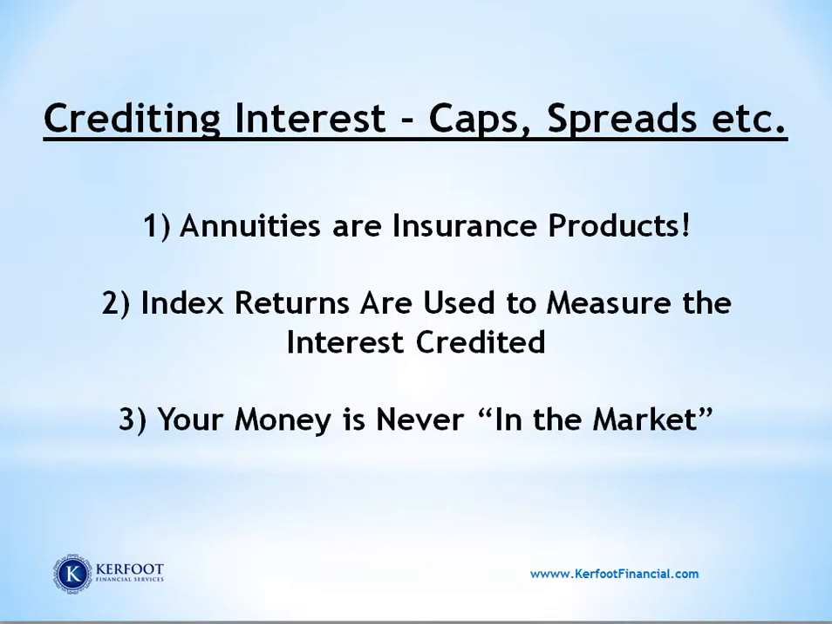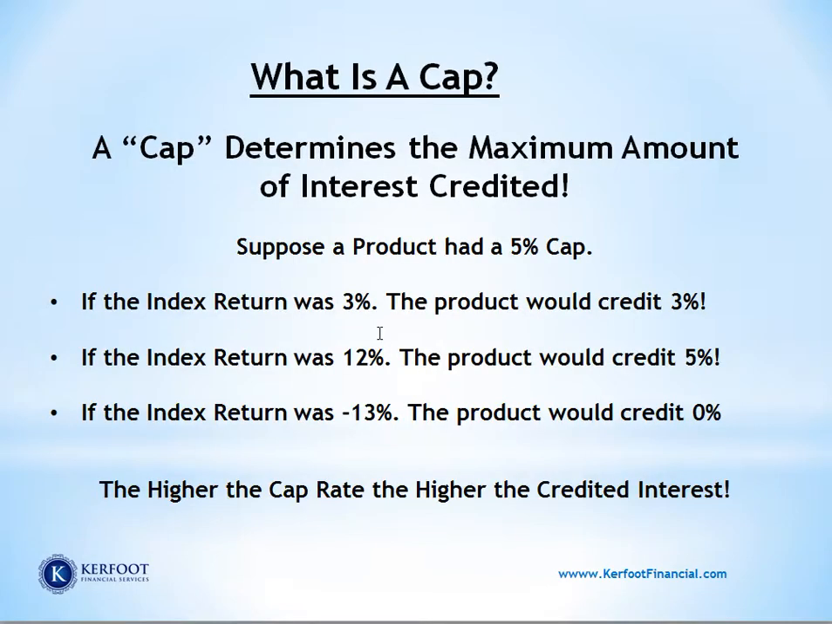So let's talk about how we credit interest. Remember that annuities are insurance products. The fixed indexed annuity is using market indexes to measure the interest that's credited to your account. But remember, your money is never in the market. This is an insurance product. You are not buying the index. You're not invested in the market. Again, the insurance company is using the index return to measure the amount of interest they're going to credit.